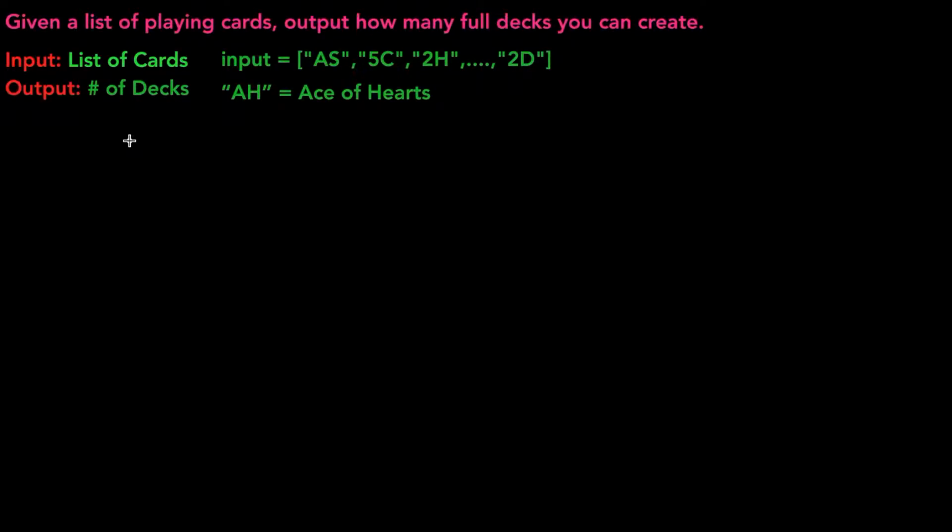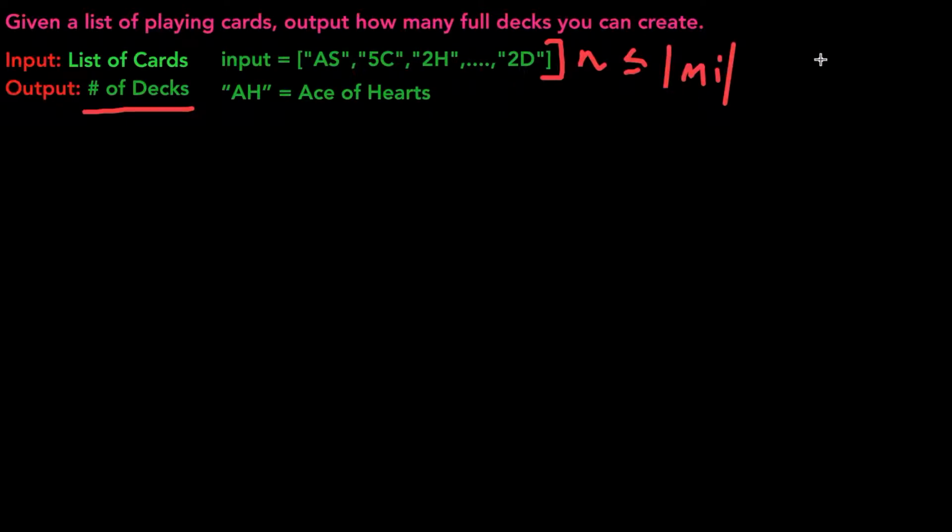Hey everyone, I want to show you how to do a Microsoft-like question called deck of cards. So in this question, the input is going to give you a list of up to n cards, where n can be anywhere less than around 1 million cards. The output is the amount of standard playing decks you can create from all the cards they've given you.